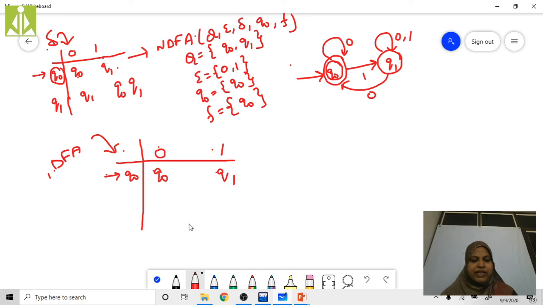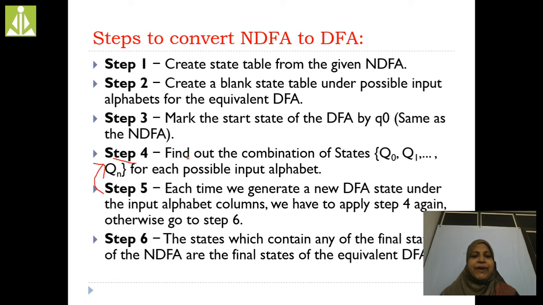Here, what is my step 4? Find out the combination of states Q naught, Q1, Qn for each input alphabet. For each input alphabet, I am going to find the combination of states. First, I have to take Q naught and I am finding the final combination of states, that is Q naught and Q1 for my example.